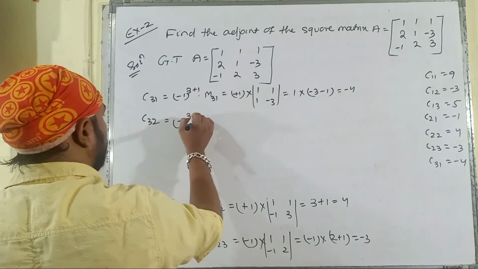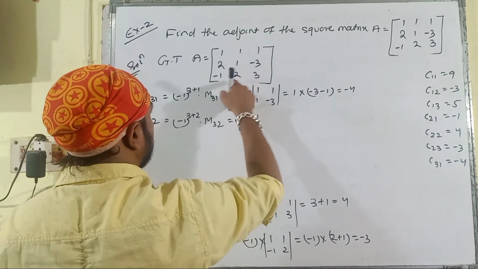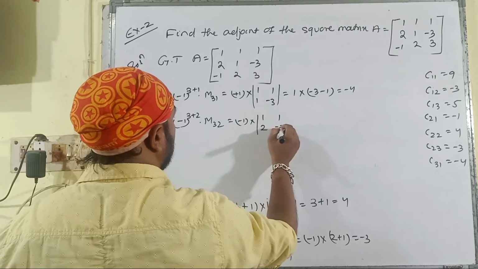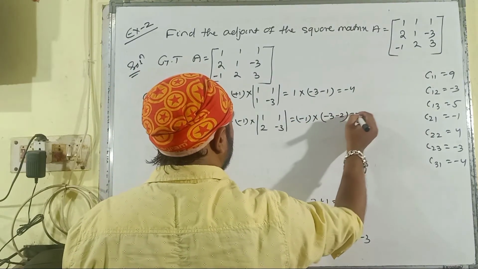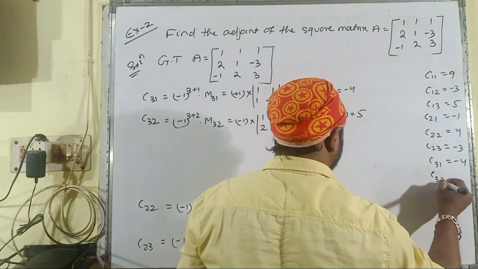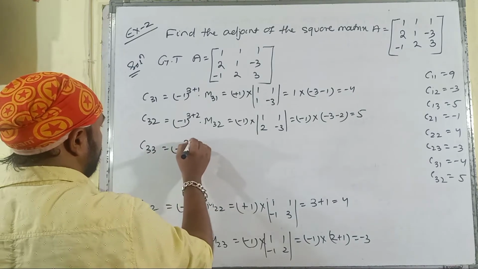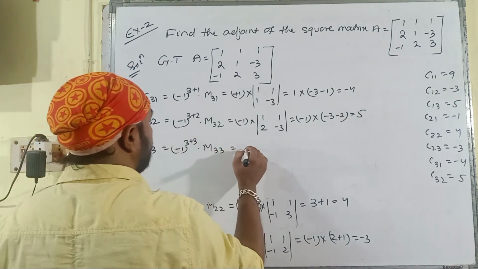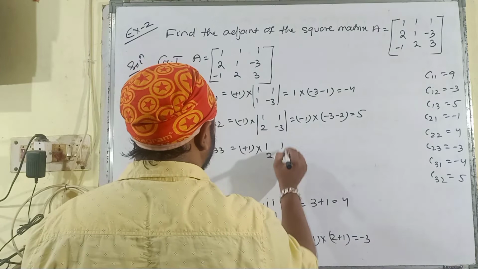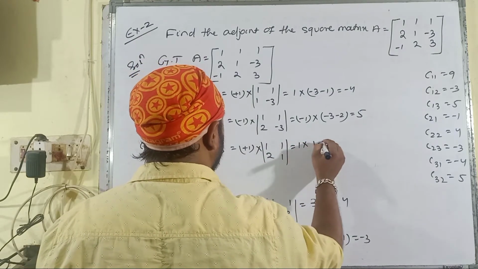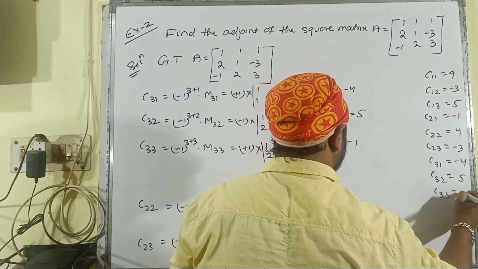C32 is minus 1 to the power 3 plus 2, multiplied with M32. Minus 1 multiplied with 1, 1, 2 minus 3, minus 1 multiplied with minus 3, minus 2, it is plus 5. So C32 is 5. C33 is minus 1 to the power 3 plus 3, multiplied with M33. It is plus 1 multiplied with 1, 1, 2, 1. It is 1 multiplied with 1 minus 2, it is minus 1. So C33 is equal to minus 1.